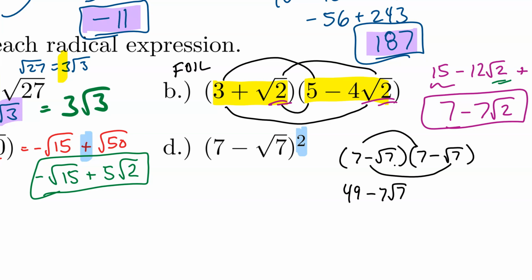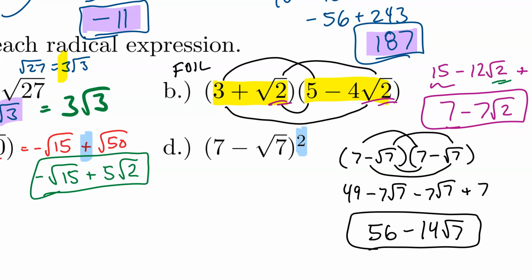And then again, we have negative square root of 7 times 7, and the square root of 7 times itself. Negative square root of 7 times negative square root of 7 is positive 7. So similar to what we did in part B, I can gather together the regular numbers. 49 and 7 becomes 56, minus 14 square roots of 7.